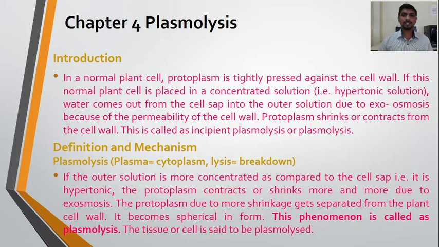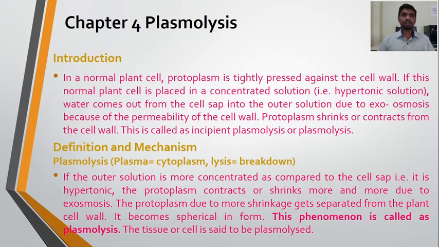The protoplasm shrinks or contracts from the cell wall. This is called plasmolysis or incipient plasmolysis. Due to continuous exoosmosis, the protoplasm shrinks or contracts from the cell wall. The phenomenon is called plasmolysis. The literal meaning of plasmolysis: plasma means cytoplasm, lysis means breakdown. But here the breakdown refers to the fact that the protoplasm shrinks or contracts from the cell wall if the normal plant cell has been placed in a hypertonic solution.